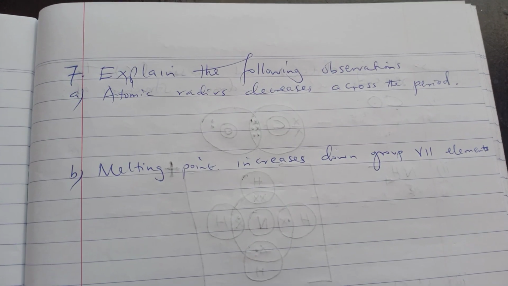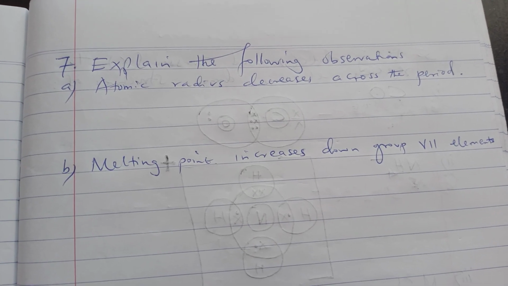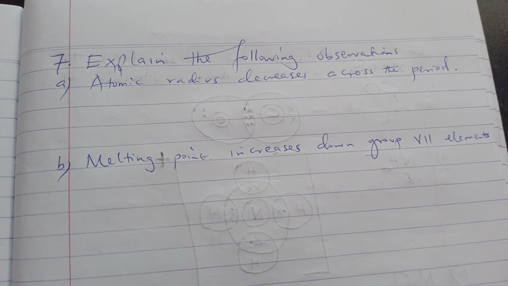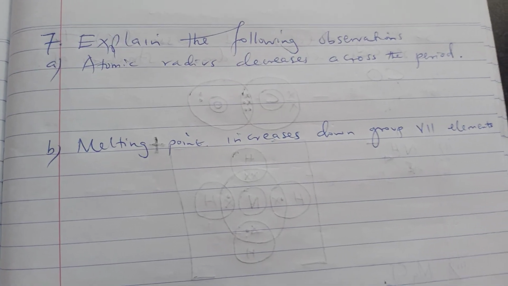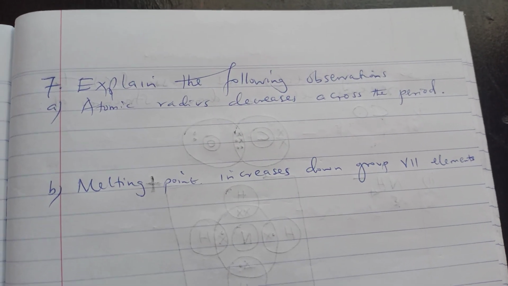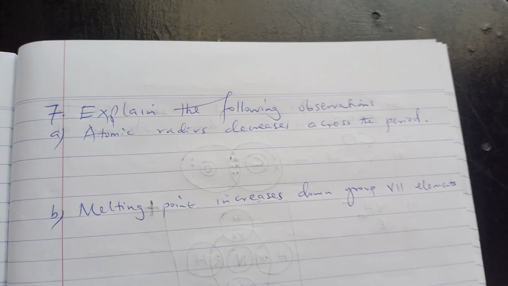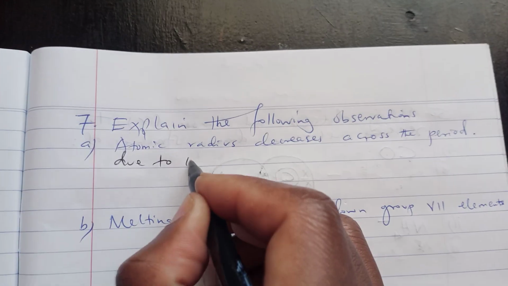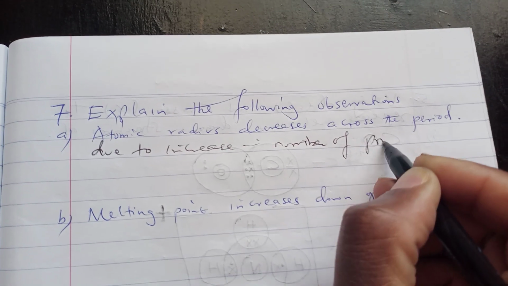Last question. Question says explain the following observations. Atomic radius decreases across a period, and then melting point increases down group 7 elements. So for part A, why is it that the atomic radius decreases across a period? And you say this, even if you look at sodium, magnesium, aluminium, across that period 3, you will find that the atomic radius is decreasing. And the answer is because it is due to increase in number of protons.